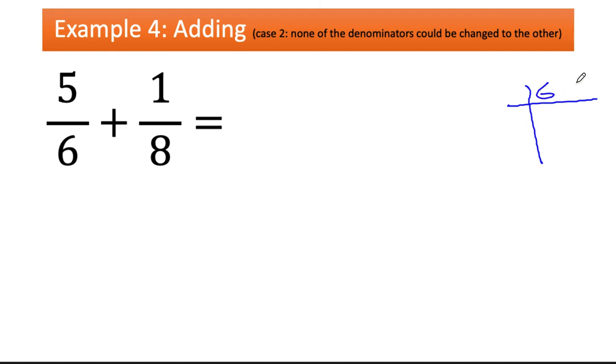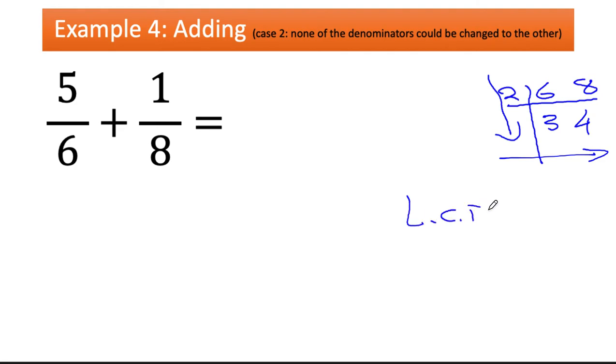So I'm going to write 6 and 8 here. We can divide both of them by 2. So the answer is 3. 8 divided by 2 is 4. Can I divide 3 and 4 by any other number? I cannot. So I will multiply this way. I will take all the numbers in this order. So the least common denominator here will be 2 multiplied by 3 multiplied by 4. So the answer is 24. And this could be the least common denominator.